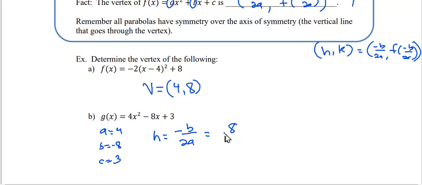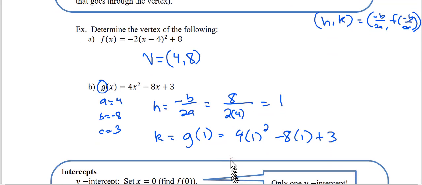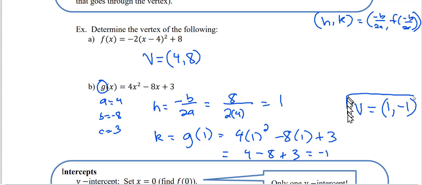Negative b, the opposite of b, will be positive 8 over 2 times 4. Oh, that will be 1. To find the k, we take that x value and plug it into the function. Oh, I made a mistake here. It's not f. The name of this function is g, right? So 4 times 1 squared minus 8 times 1 plus 3 will be 4 minus 8 plus 3, which is negative 1. So the vertex is (1, negative 1) for this parabola.